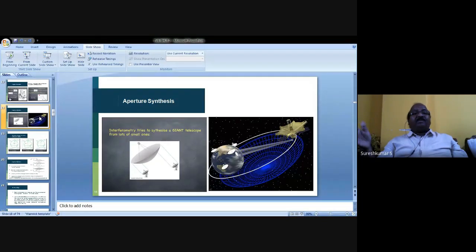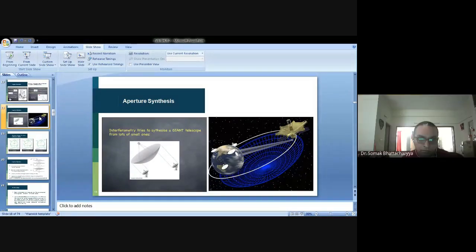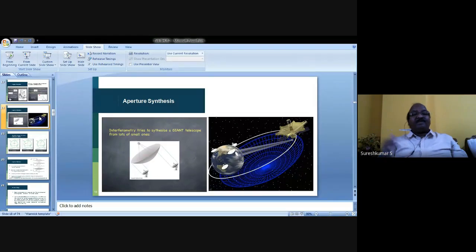So there is no need to configure this antenna for any other frequency. But to go to higher frequency, certainly this telescope doesn't support that. I don't think it is configurable, and there is no requirement for it to be.